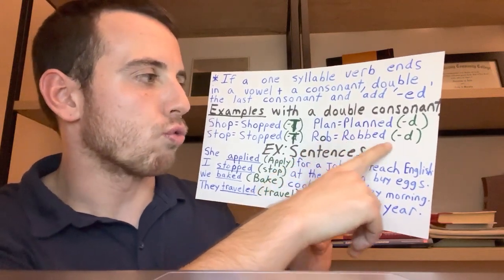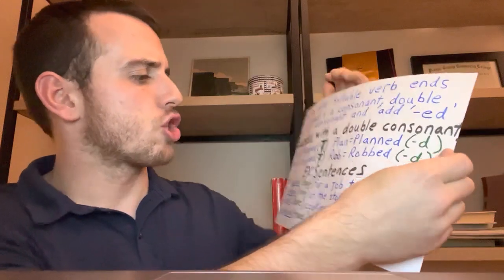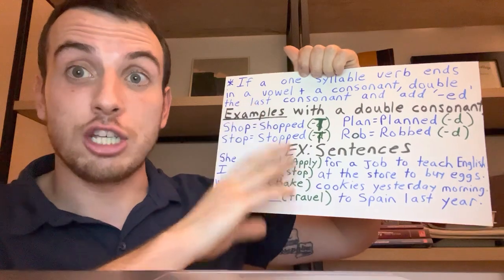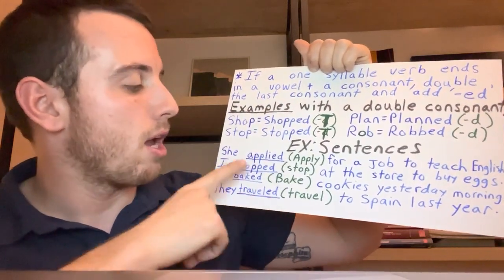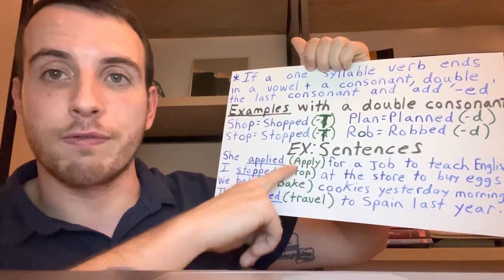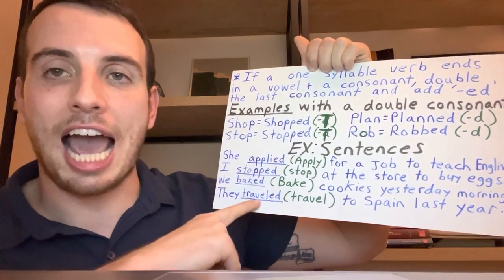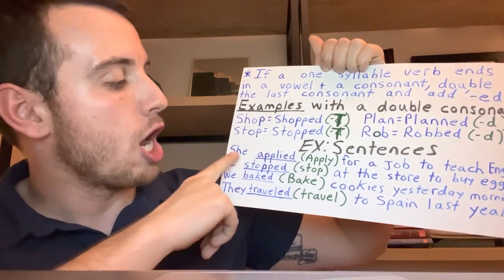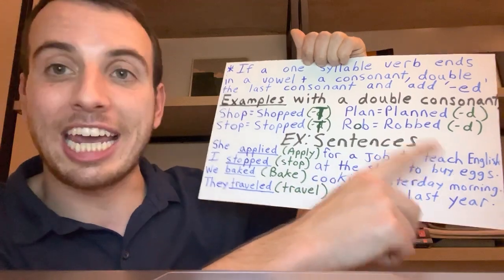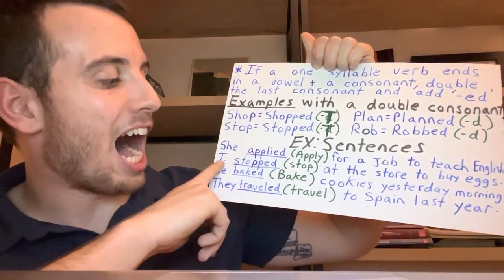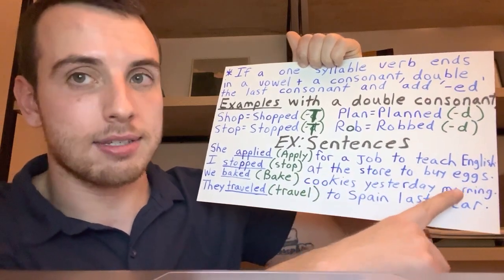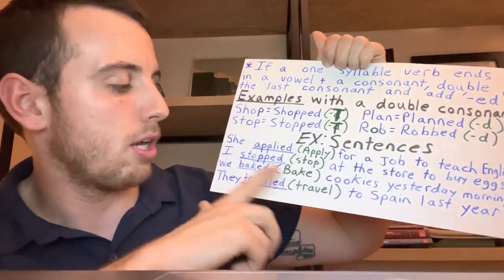Rob, robbed. Now I'll give you some example sentences that apply the rules we just went over. Here in green we have our present tense verb, and underlined, we have our past tense. She applied for a job to teach English. I stopped at the store to buy eggs. In the past, I stopped.